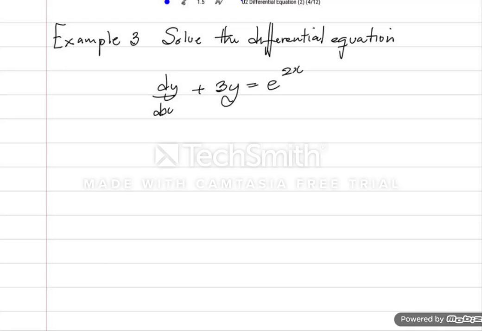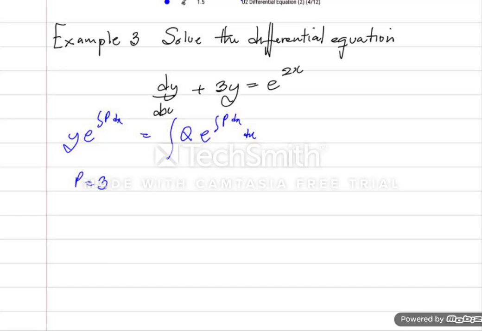Let's have a look at the solution of example 3. First of all, dy/dx plus 3y is equal to e to the 2x, which is a first order linear differential equation. The solution is going to be y times e to the integral of p dx is equal to the integral of q times e to the integral of p dx. We all know that p is equal to 3.